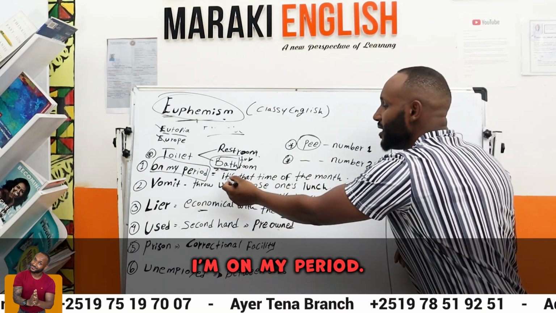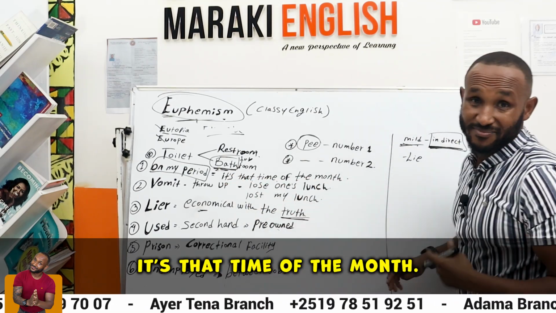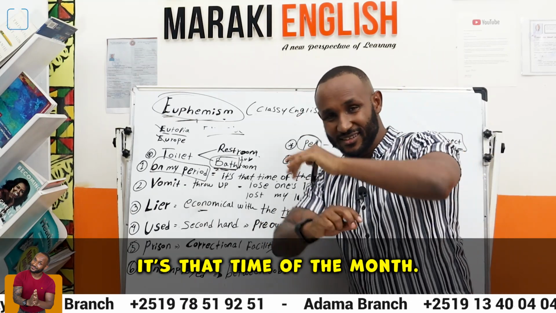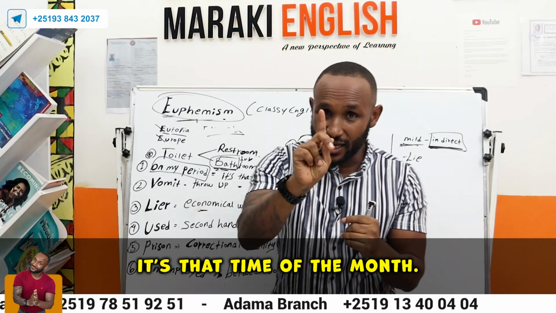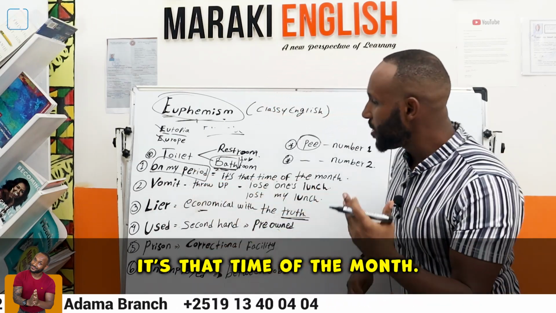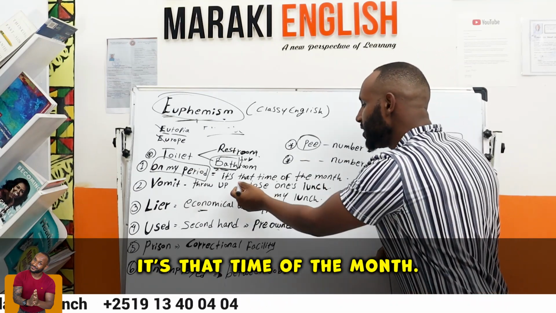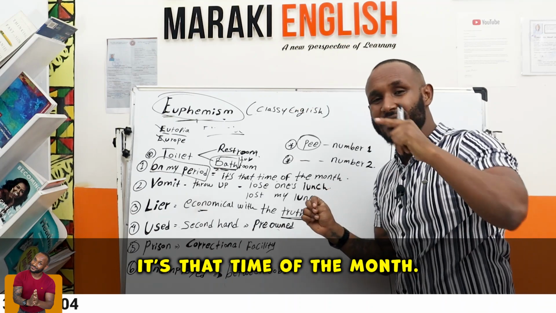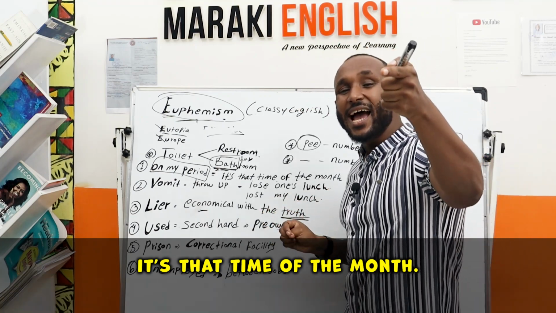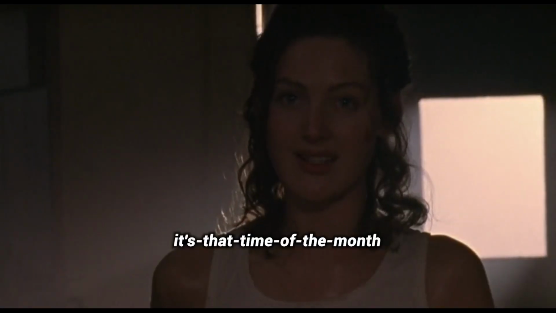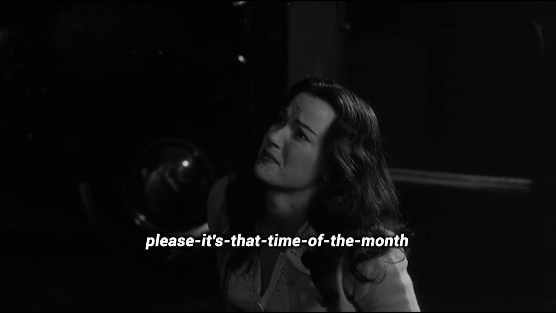You can simply say, it's that time of the month. So you see, in one month, there's one time, right? Throughout the months, there's one time where you have to bleed. So instead of telling me, I'm on my period and I'm bleeding and stuff, you can say, it's that time. Do you know that time? It's that time of the month. It's the time where things happen in my system. It's that time of the month. Please, it's that time of the month. It's that time of the month, excuse me.